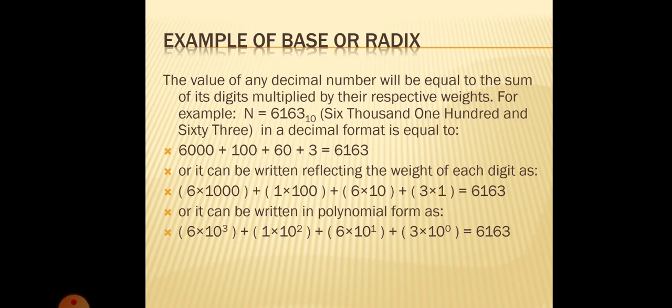So the value of any decimal number will be equal to the sum of digits multiplied by their respective weights. Okay, again let us see this sentence very minutely. The value of any decimal number will be equal to what? The sum of the digits, means all the digits. For example, here we are using the decimal number 6163. Here the digits are 6, 1, 6 and 3. So these digits are multiplied by their respective weights.